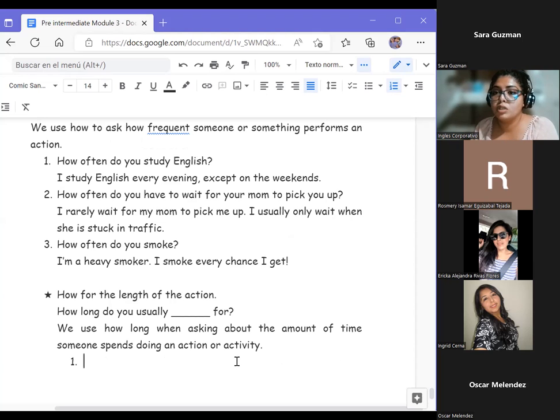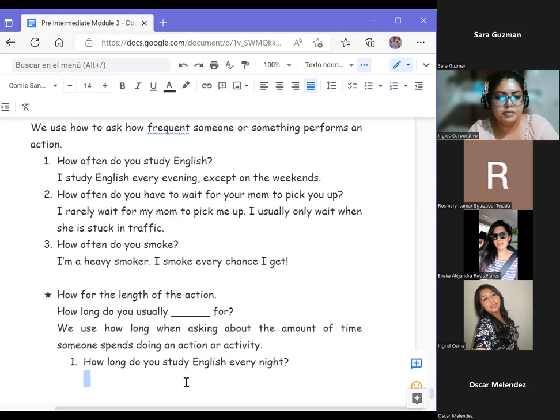¿Cuánto tiempo nosotros estudiamos inglés? Every night, todas las noches. In that case, it is something very, very specific. And it says, how long do you usually study English every night? And we can answer like this. I usually study English for about an hour to an hour and a half, depending on how tired I am.